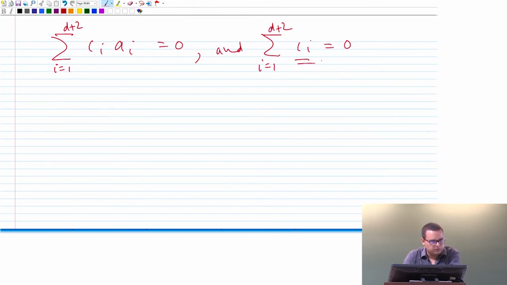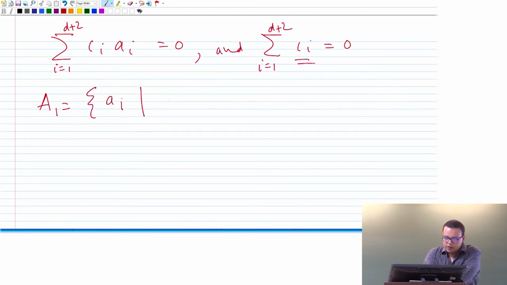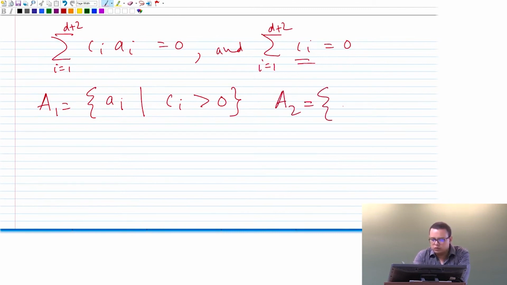Some can be 0; what I am saying is that not all can be 0. Let us make a set A1 of all the Ai's such that Ci is greater than 0. Make a set A2. How should I define A2? Ci less than 0, right?